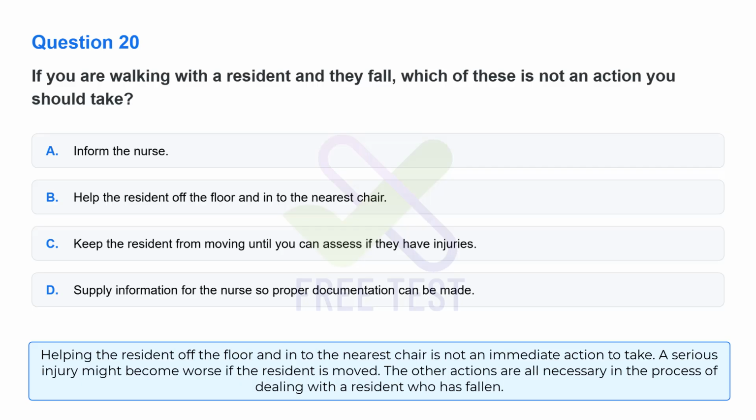The correct answer is B. Help the resident off the floor and into the nearest chair. Helping the resident off the floor and into the nearest chair is not an immediate action to take. A serious injury might become worse if the resident is moved. The other actions are all necessary in the process of dealing with a resident who has fallen.